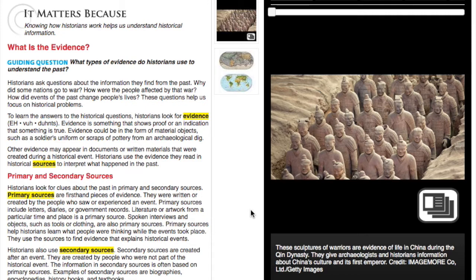We'll move on to the types of sources that they can have. Historians look for clues about the past in primary and secondary sources. Primary sources are first-hand pieces of evidence. They were written or created by the people who saw or experienced an event. Primary sources include letters, diaries, or government records. Literature or artwork from a particular time and place can be a primary source. Spoken interviews and objects such as tools and clothing are also primary sources. Primary sources help historians learn what people were thinking while the events took place. They use the sources to find evidence that explains historical events.